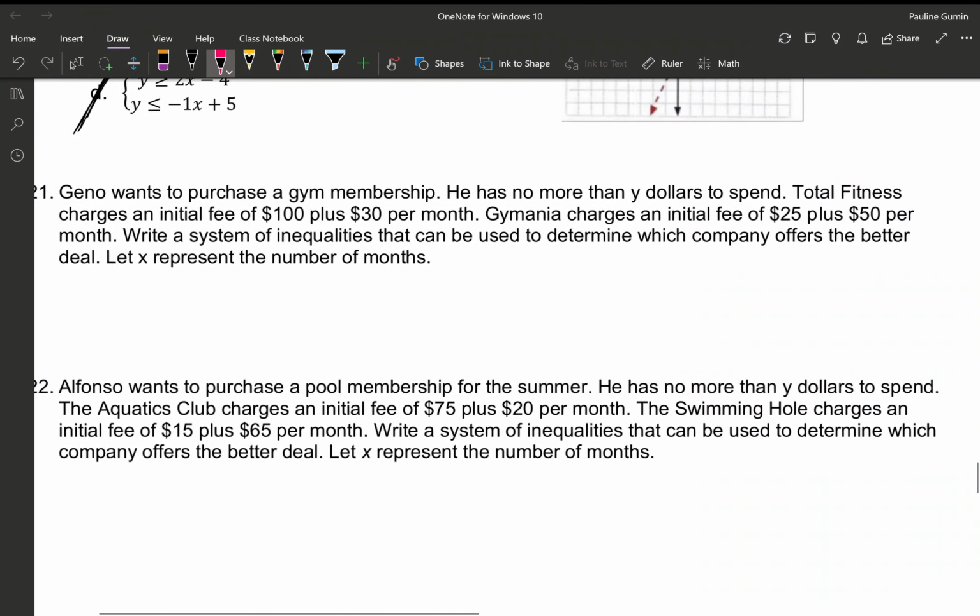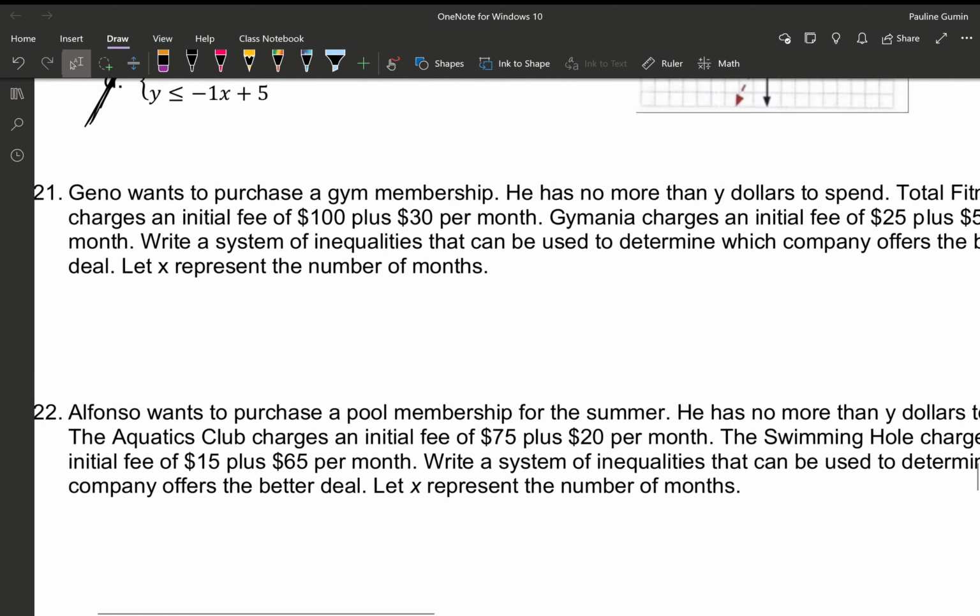21. Gino wants to purchase a gym membership. He has no more than Y dollars to spend. Total Fitness charges an initial fee of $100 plus $30 a month. Gymania charges an initial fee of $25 and then $50 a month. Let's write a system of inequalities, and X is going to represent the number of months.